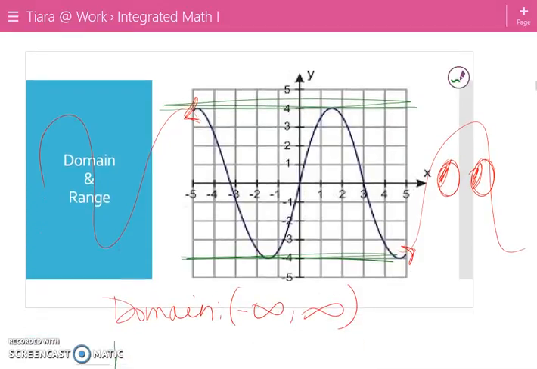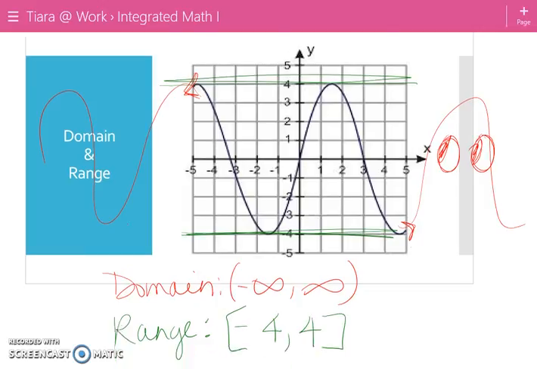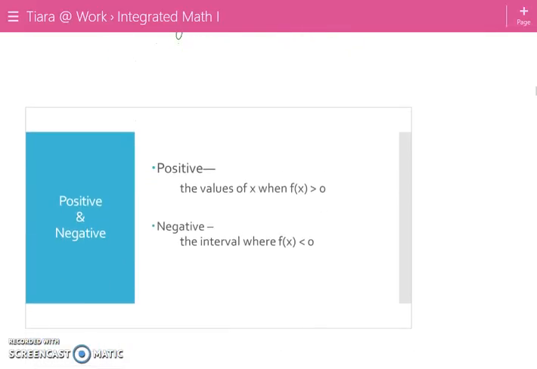So we're going to start with the lowest, how low the function can go, which is -4 until +4, and that's our range. The next feature we'll focus on is when the function is positive and when the function is negative. The function is positive when f of x is greater than 0. And the function is negative when f of x is less than 0.